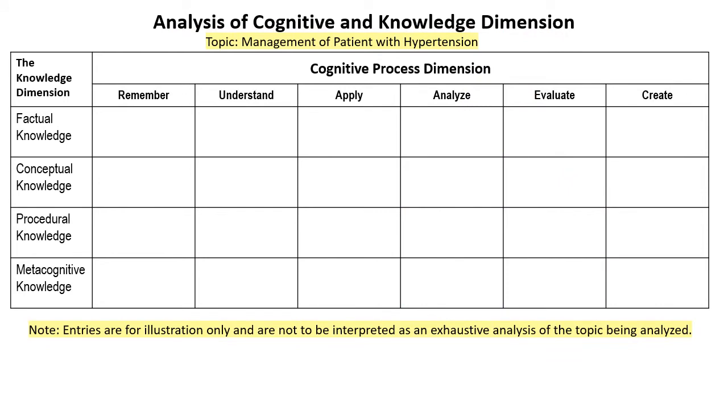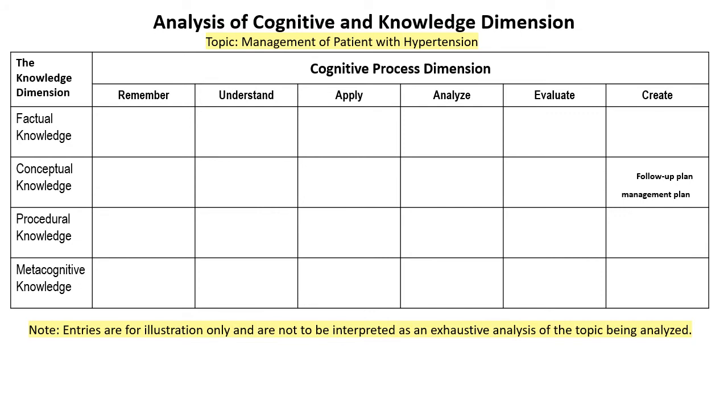So let us now use what we reviewed in the last few slides in analyzing the cognitive and knowledge dimension of intended learning outcomes. Let's use as an example management of patient with hypertension as a topic. Using an OBE framework, we always start from the highest order thinking. So let's start by filling up the first column, or the last column on the right.